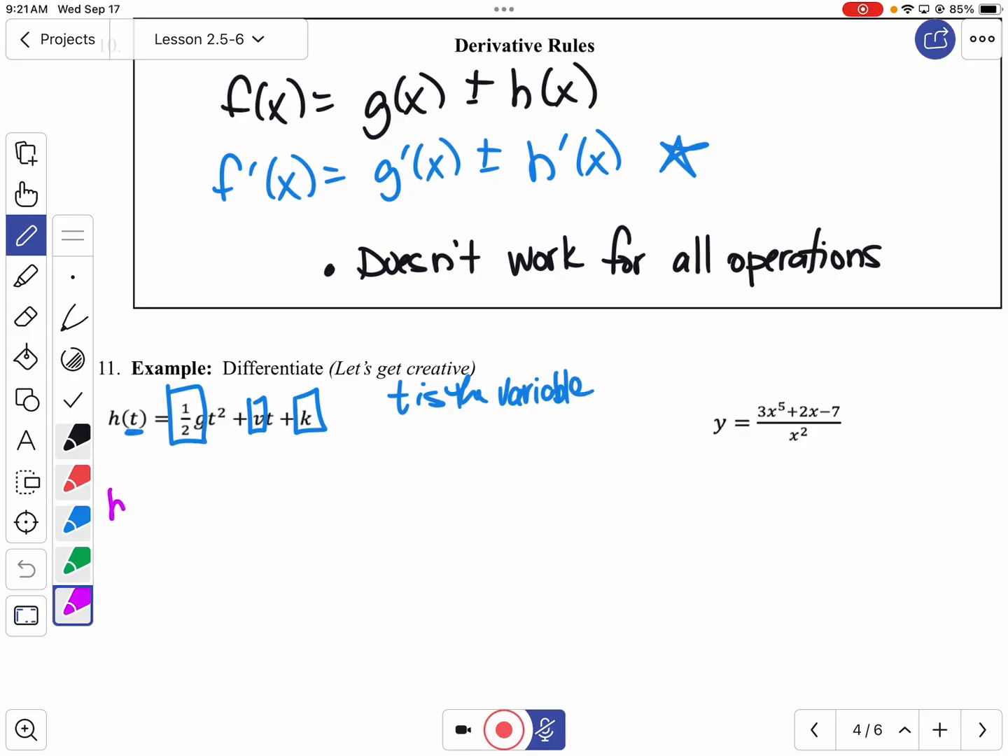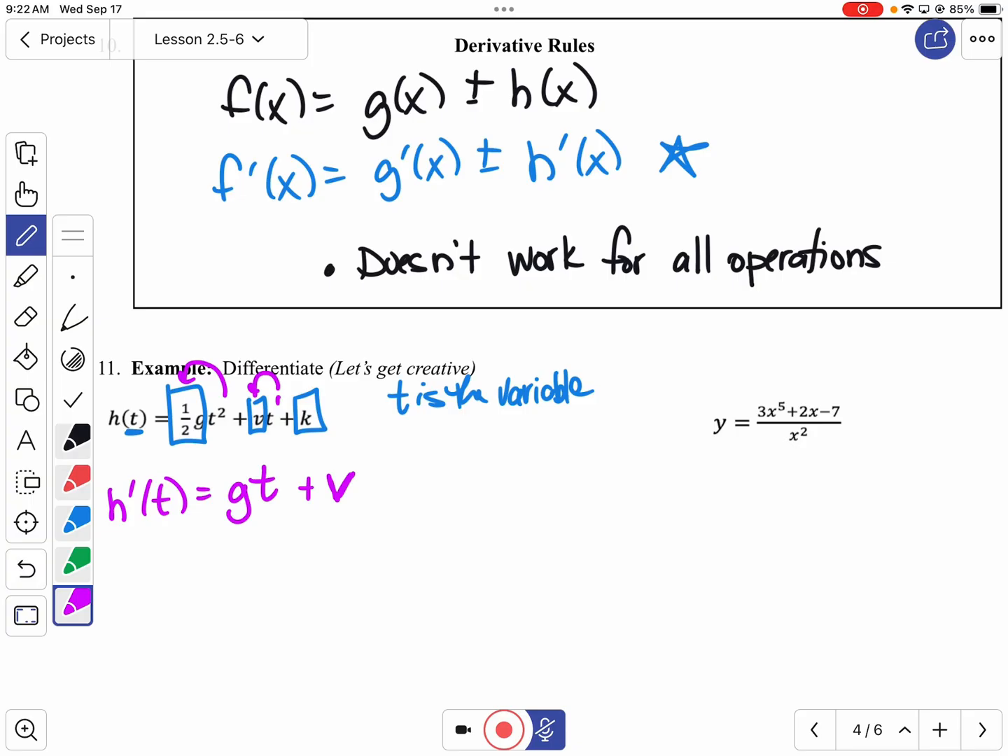So if I do h prime at t, that 1/2 g is going to stay there. 2 times 1/2 g would just give me 1g, and t would go to the first power. On the second one, I have t to the first. 1 times v would be v, and t would go to the 0 power, so it would disappear. K is a constant. What's the derivative of a constant?